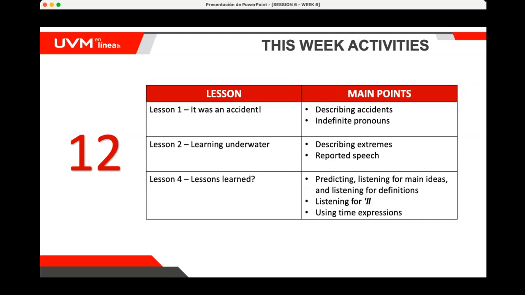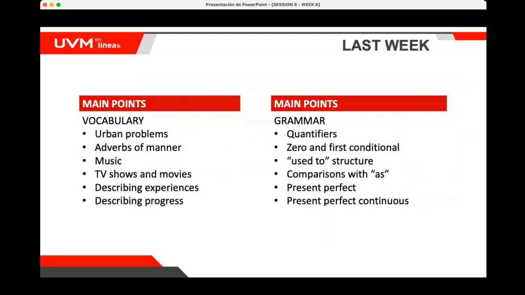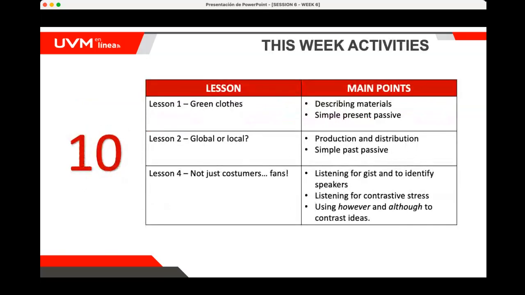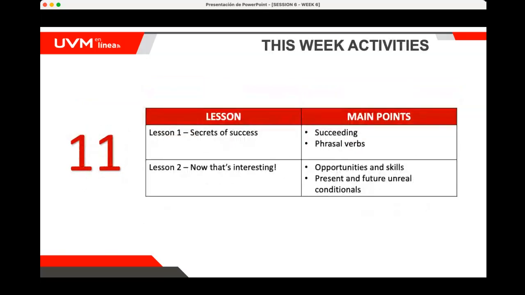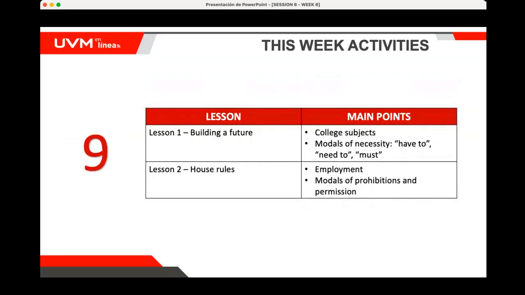And using time expressions for the writing section. So that's it. Okay, so Unit 9, Unit 10, Unit 11, and Unit 12. As I told you along the explanation, I think that in almost all the units, the most important part is not the vocabulary section, but the grammar section.